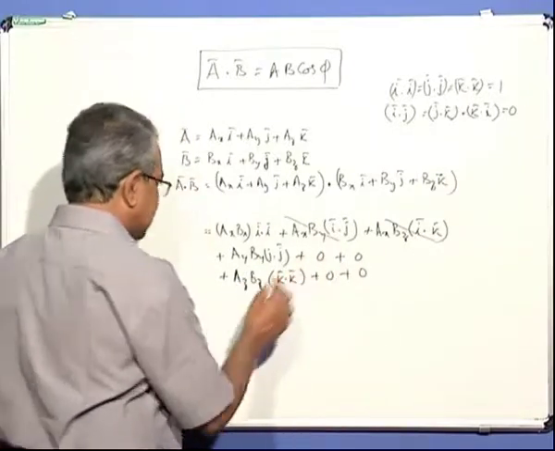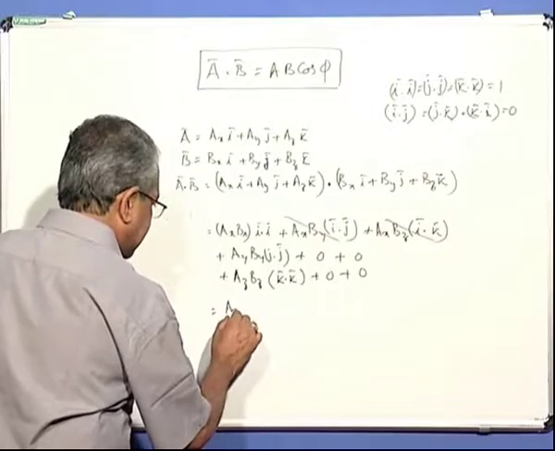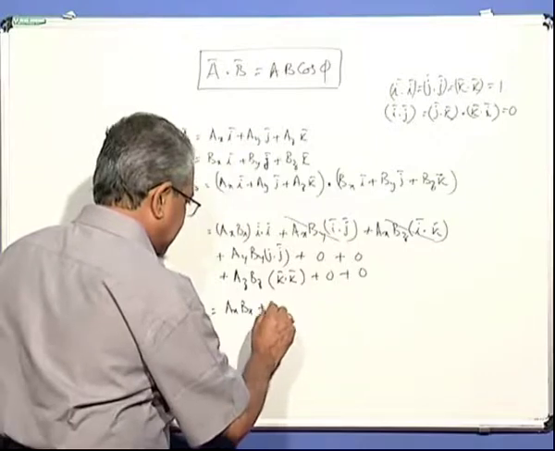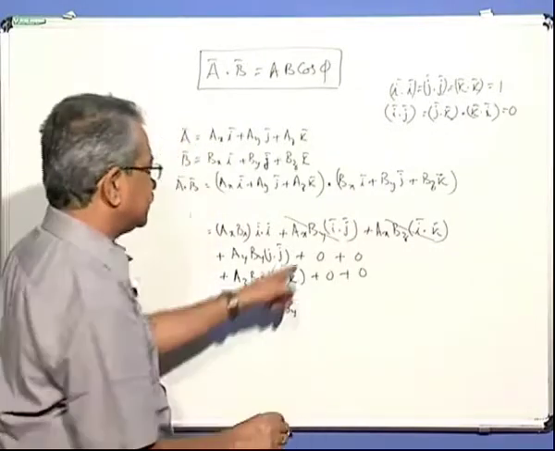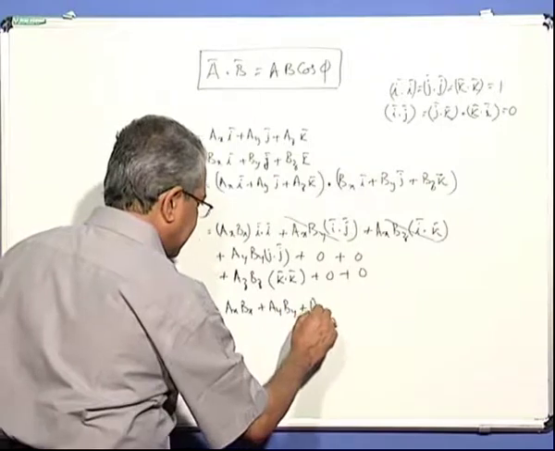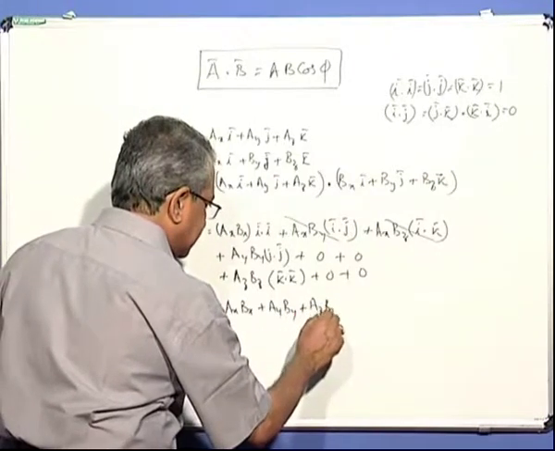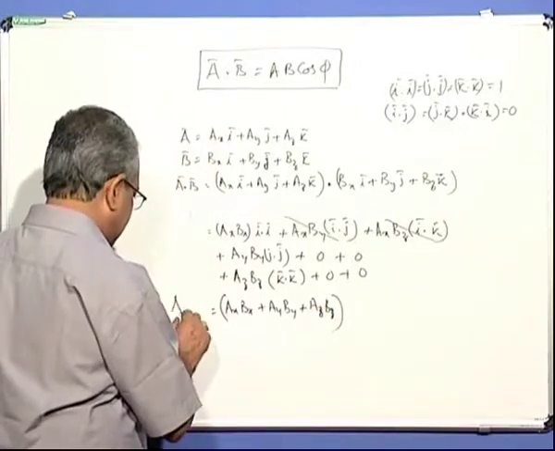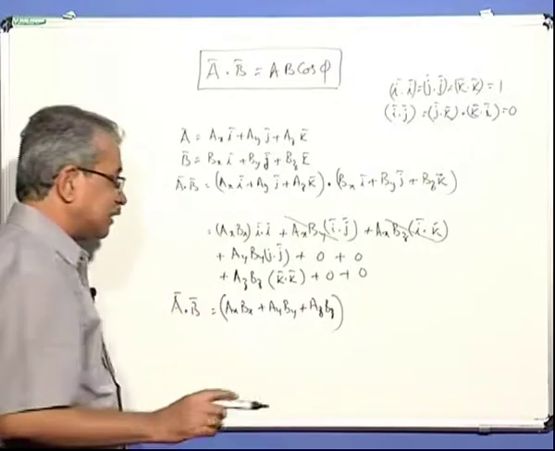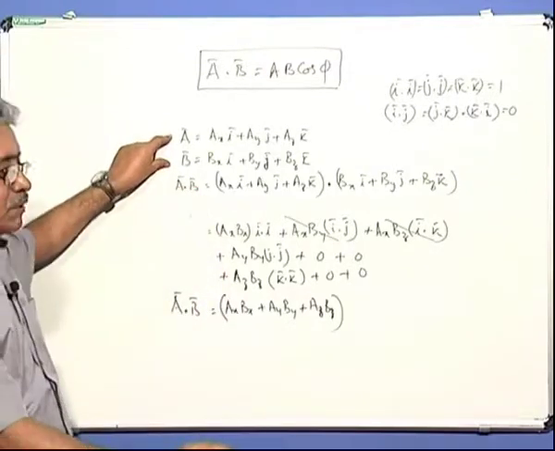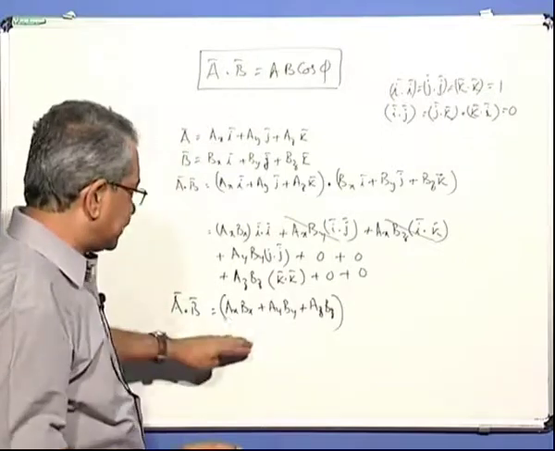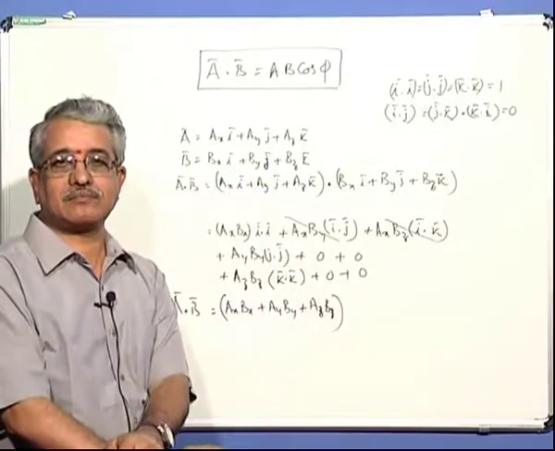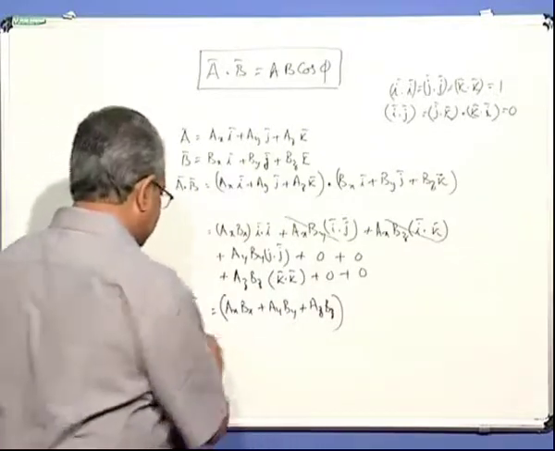So the whole thing becomes like this now. Ax Bx, i into i is equal to 1, Ay By, j into j also equal to 1, Az Bz, k into k also equal to 1. So that is the value of the dot product A dot B. So it becomes very easy now. Suppose you have two vectors given in the component form like this, you can directly multiply the components and add them up. That gives you the scalar product. That's one advantage we can see.